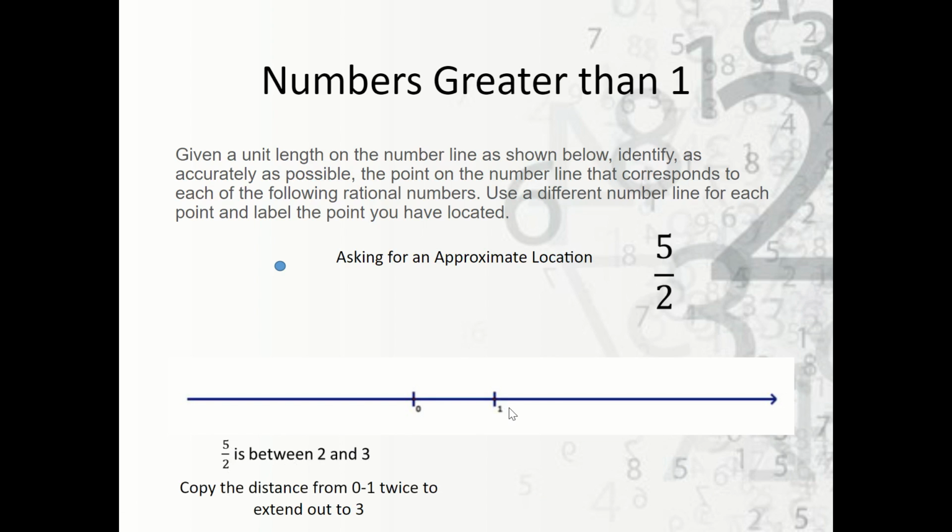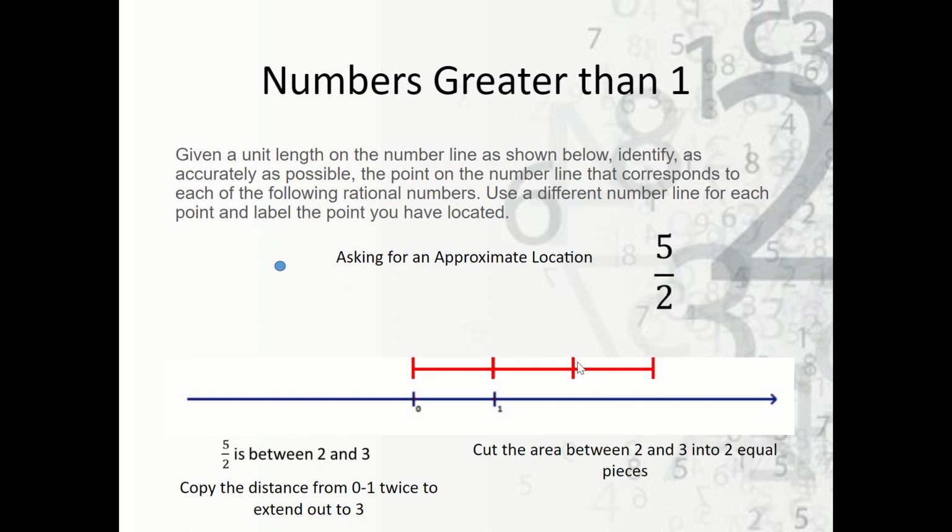So we're going to copy 0 to 1 out and extend it from 1 to 2 and then 2 to 3. So there's the distance. We're going to copy it over here. So that should be a 2. And again, that should be 3. So now this is between 2 and 3, which is where we said this is.